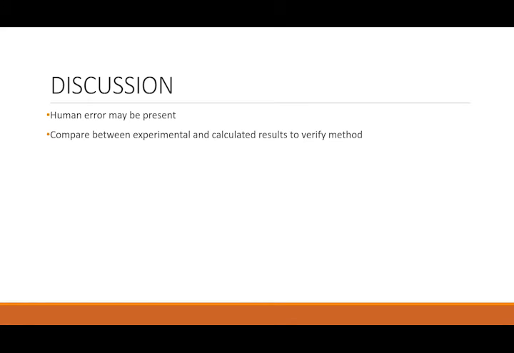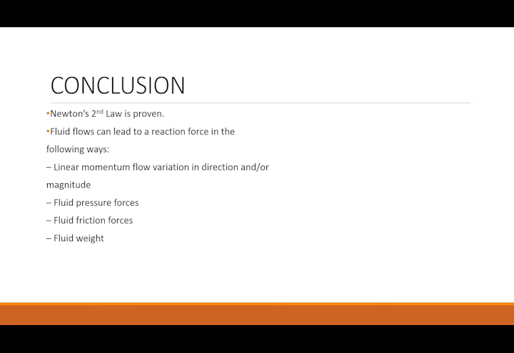So for the discussion part, human error may be present in the experiment, and then we need to compare between the experimental and calculated results, and then we need to verify whether this method is viable or not, and whether it proves Newton's second law or not. So from the calculations and results that we obtained, it should be that Newton's second law in this experiment is proven.